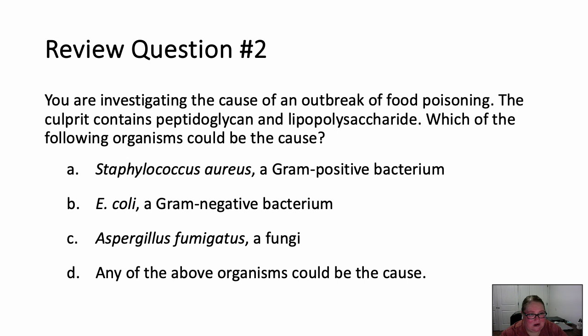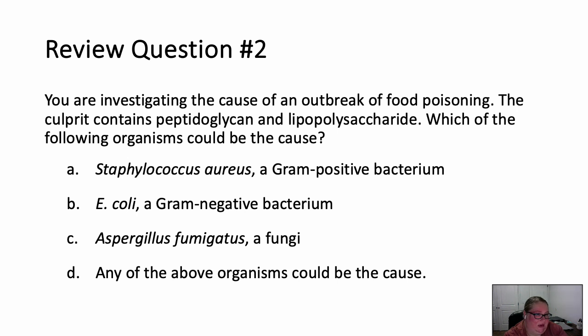Before we end this video, let's do some review questions. Review question number 2. You are investigating the cause of an outbreak of food poisoning. The culprit contains peptidoglycan and lipopolysaccharide. Which of the following organisms could be the cause? A, Staphylococcus aureus, a gram-positive bacterium. B, E. coli, a gram-negative bacterium. C, Aspergillus fumigatus, a fungus. Or D, any of the above organisms could be the cause. Take a second, pause the video, and see if you can find the answer.